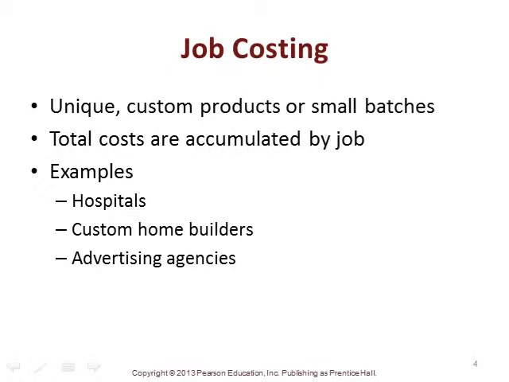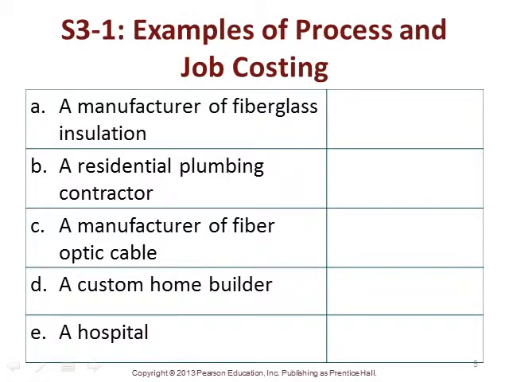So process costing versus job costing. Let's look at a couple of different examples. What would you think about a manufacturer of fiberglass insulation? The fiberglass insulation is rolled out in sheets, or it's sold by lot, where you have a lot of commonality, a lot of similarity between one roll of fiberglass insulation and the next roll of fiberglass insulation. And if you thought process costing, that's correct.